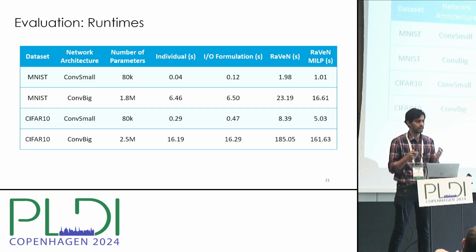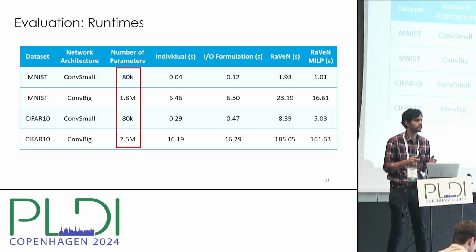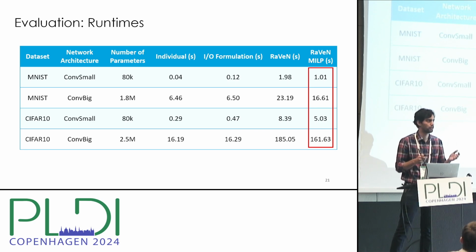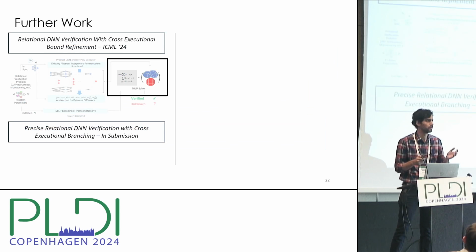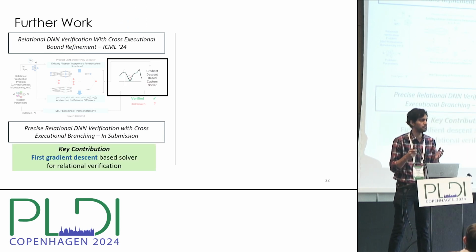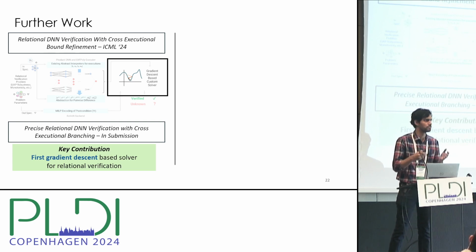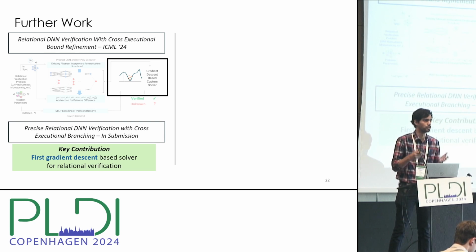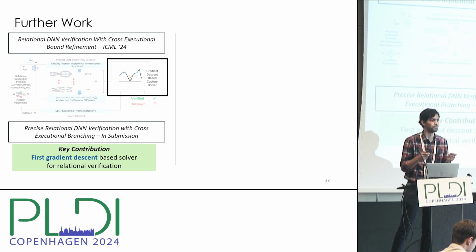Now, we evaluate the scalability of our method with large neural networks that can have millions of parameters. Although Raven is slower than both the baselines, we observe that the main computational bottleneck comes from the MILP solver, and we are able to resolve this issue in one of our follow-up works. This work, which is going to appear at this year's ICML, replaced the slow MILP solver with a custom gradient-based solver that is more scalable, and with this method, we gained a speedup of up to 60x with a very minute reduction in precision.